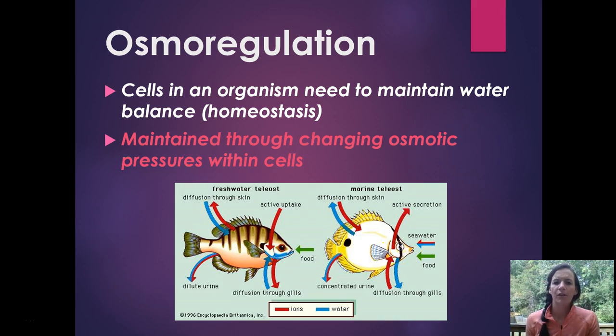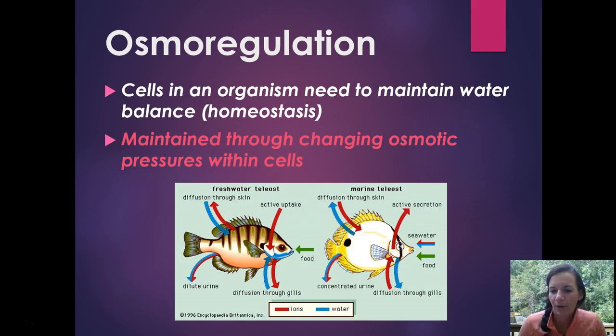There's also a term called osmoregulation that you need to be familiar with. We'll talk about this more when we get to fish, or if you ever take a zoology class or a class in college. But animals have to maintain that water balance. I should say plants too. The whole point of this is to maintain homeostasis, and how they do this is they change their osmotic pressures within their cells.